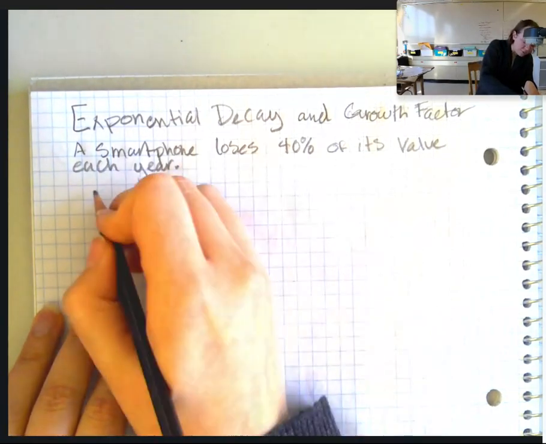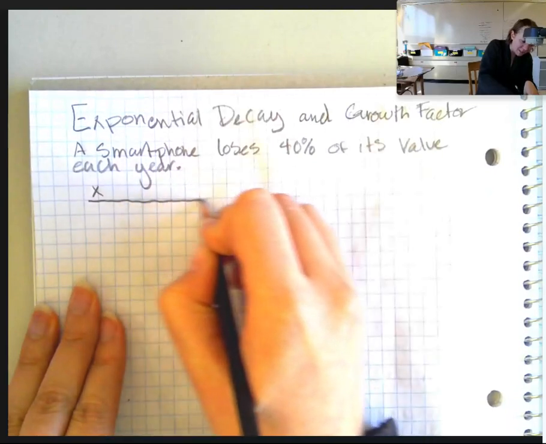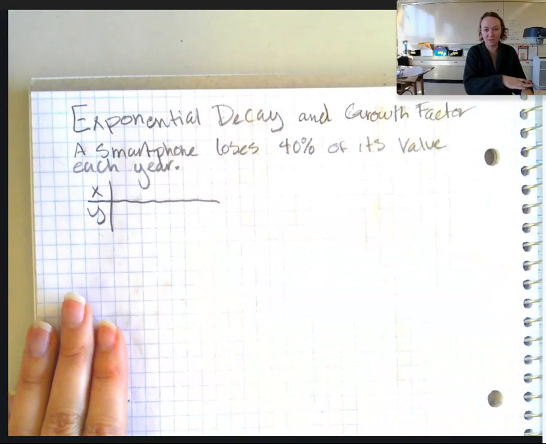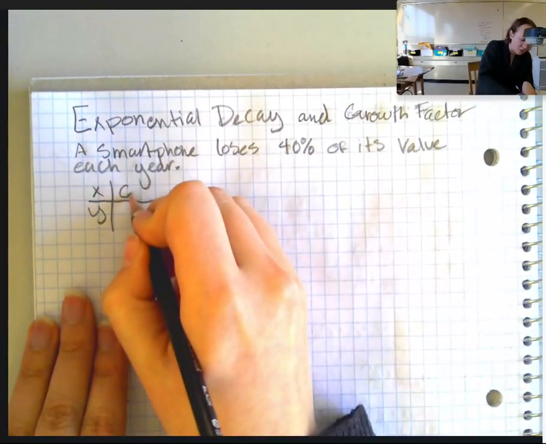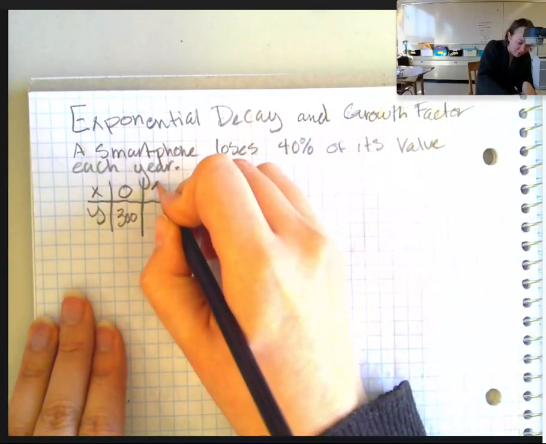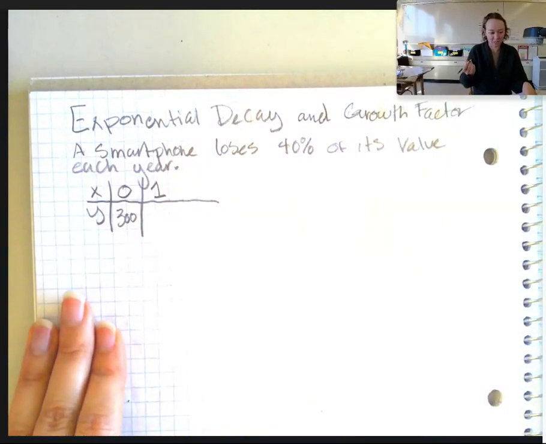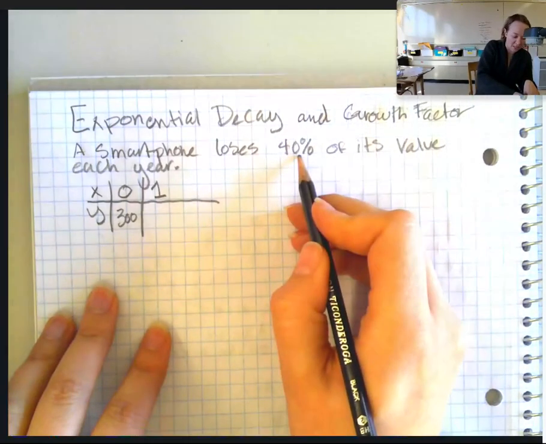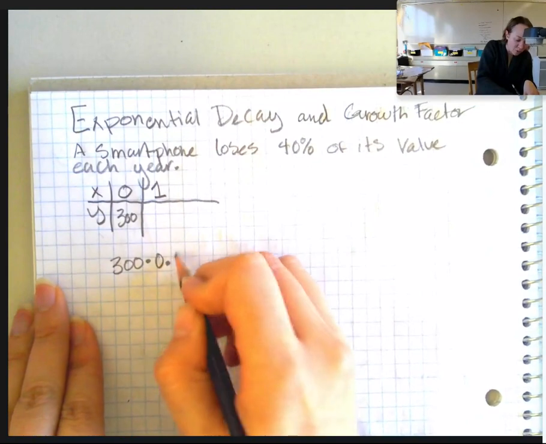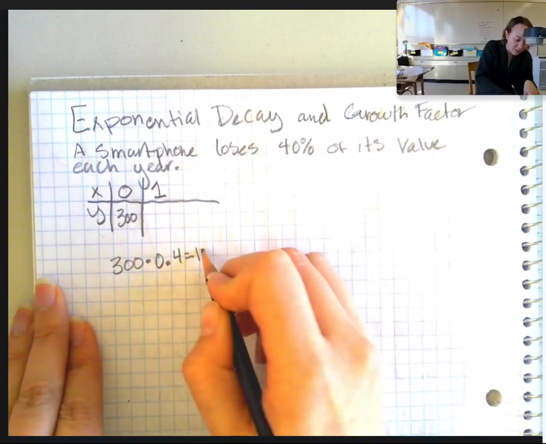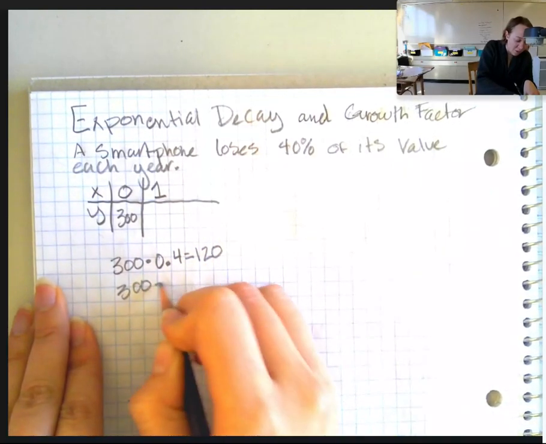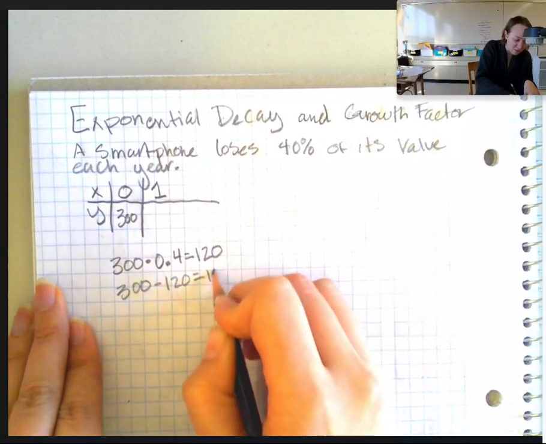So let's make a table to represent the situation. This is an example of exponential decay because the quantities are decreasing instead of increasing each time. So in year 0, we buy the phone for $300. After 1 year, let's see, how do we calculate this? If we're losing 40%, we could do 300 times 0.4. That gives 120, but we're losing that. So it's 300 minus 120 gives us 180.